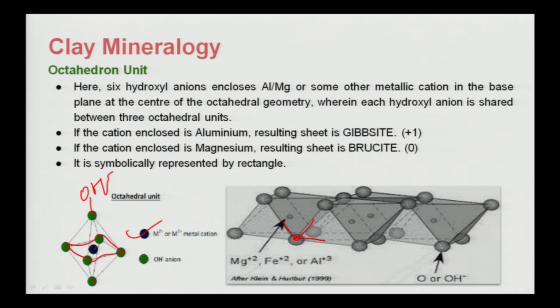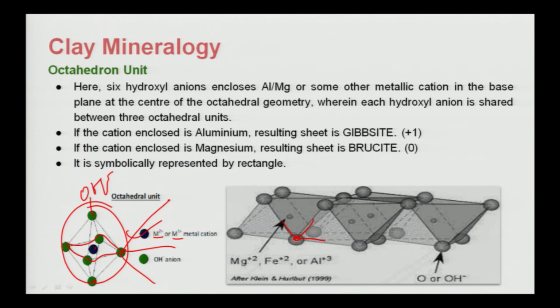Here 6 hydroxyl ions enclose aluminium or magnesium or some other metallic ion, that is Fe2 plus or Fe3 plus in the base plane at the center of the octahedral geometry that I showed you in the figure, and each hydroxyl ion is shared between 3 octahedral units. Let us say this one is 1 unit, so this will be shared to 1 and then 2 and then 3. So, how it will be affecting the net charge on this octahedral unit. So, this I have told you, this M2 or M3 plus, that is aluminium or magnesium, that we will be seeing here.